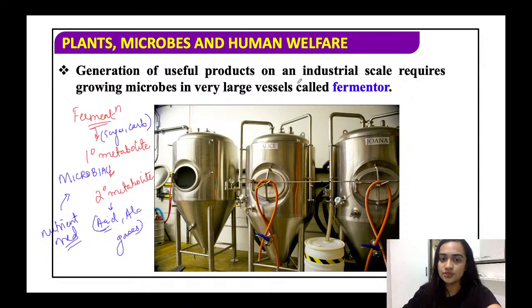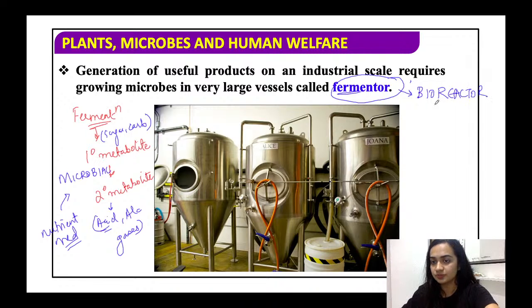So, generation of useful products on an industrial scale requires growing microbes in very large vessels called fermenters. ठीक है, तो ये फर्मेंटर्स क्या होता है, जैसे यहाँ पे दिखा ना, एग्जैक्टली वैसे दिखता है, वेरी लार्ज वेसल्स where you have all the process going inside. This has many inlets, outlets. I'll draw a diagram for you. ये जो diagram है ना इसका, आपके बायोटेक वाले चैप्टर के एकदम एंड पार्ट में है. That diagram is very important, and that is how your fermenter looks. It can also be called a fermentation tank, or more widely known as a bioreactor. Fine. Very widely used in all the industries.